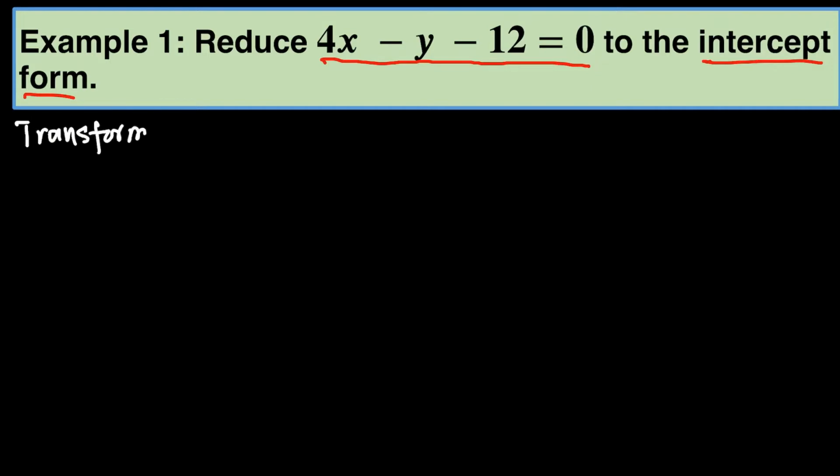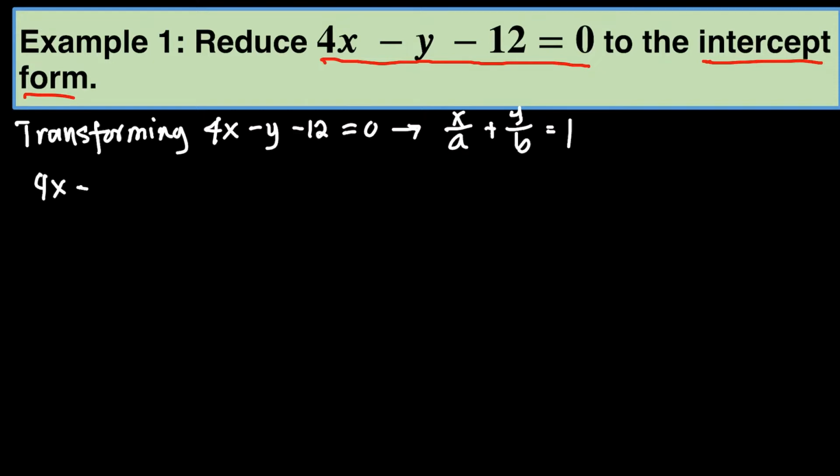Transforming 4x minus y minus 12 equals 0 to x over a plus y over b equals 1. Now to do that, let's copy the given: 4x minus y minus 12 equals 0. So this will be 4x minus y equals positive 12.